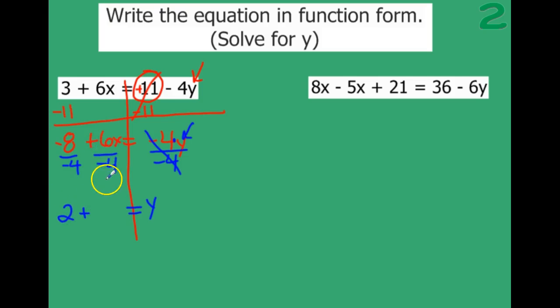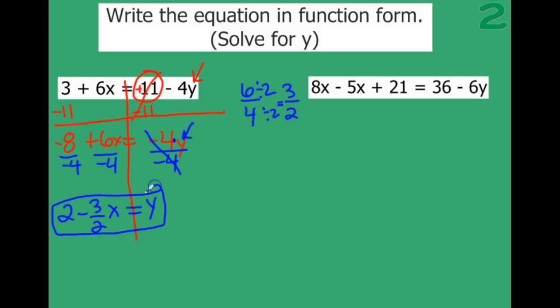And then 6 over 4, it's going to be negative. So there's a negative there. And we can simplify 6 over 4 by dividing by 2. And we'd get 3 over 2 x. If you can simplify, simplify. And that's it. Our y is by itself.